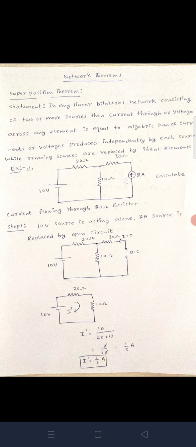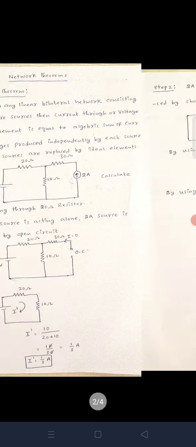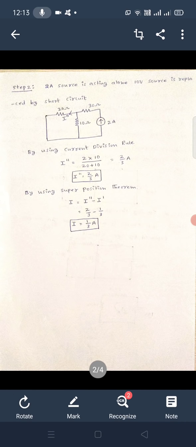Next, step 2: here I am considering the 2 ampere source acting alone. Then the remaining source is the voltage source, that is the 10 volt source, which is replaced by a short circuit. You can see here that the voltage source is replaced by a short circuit. Here the current source has a current of 2 amperes. We have to calculate the current flowing through the 20 ohm resistor.